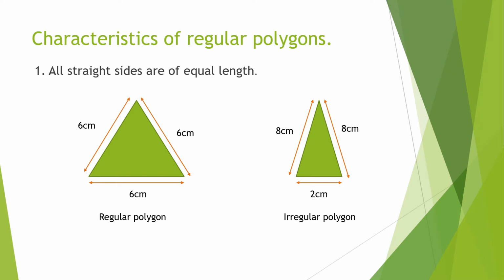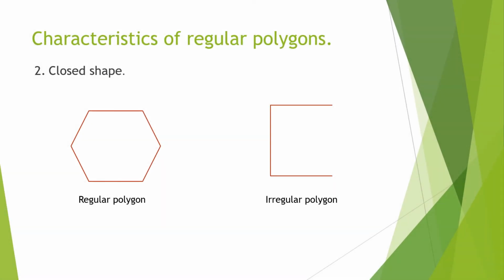For example, look at the equilateral triangle on the left. All the sides are 6 cm long, which makes this triangle a regular polygon. Whereas the triangle on the right is an example of an irregular polygon because one of the sides is just 2 cm long.